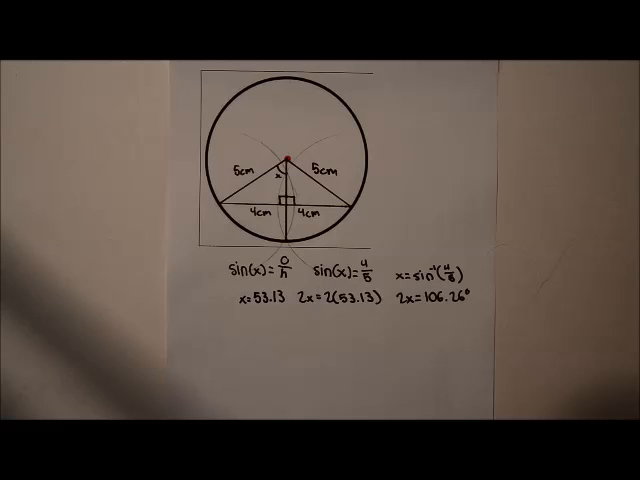1x is shown in the visual. To find 1x, use inverse sine and one of the right triangles. Once 1x is found, multiply 1x by 2 in order to find the measure of the angle of the sector. In this case, the measure of the angle of the sector is 106.26 degrees.